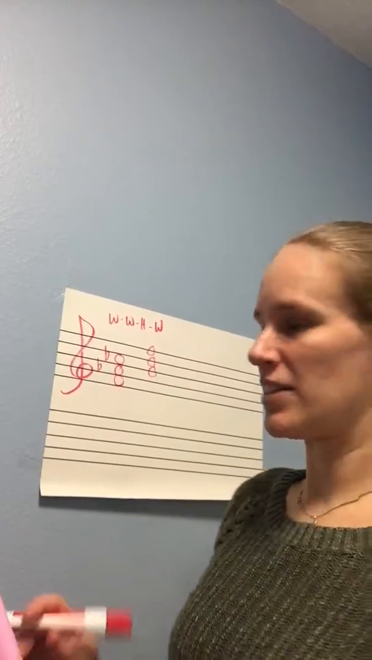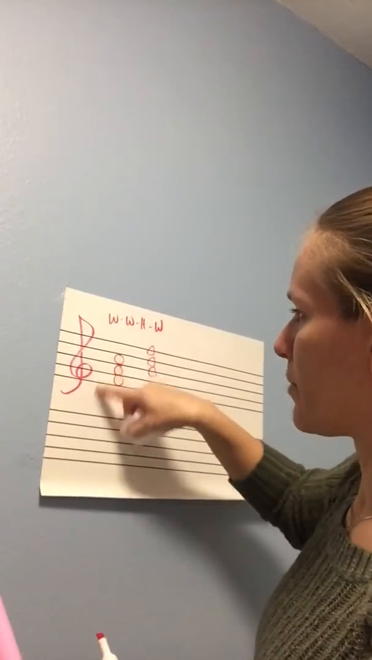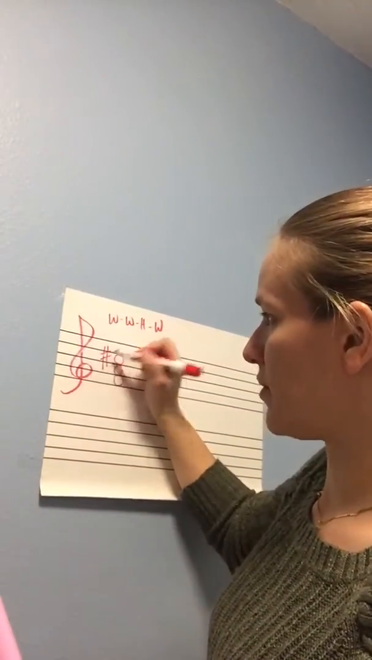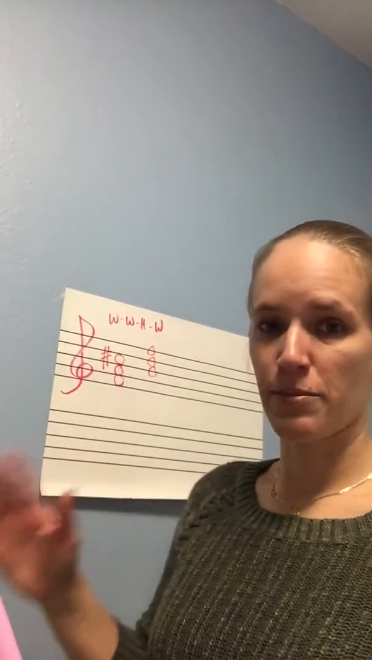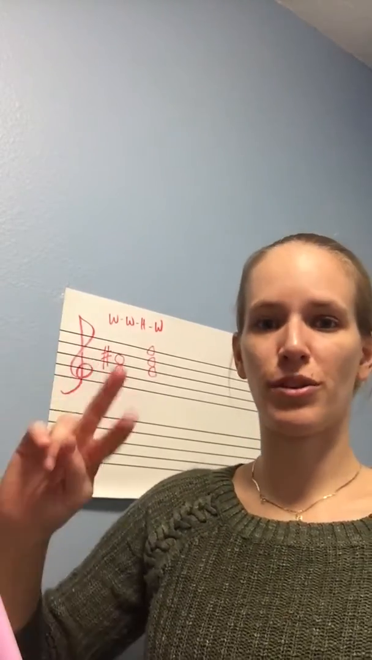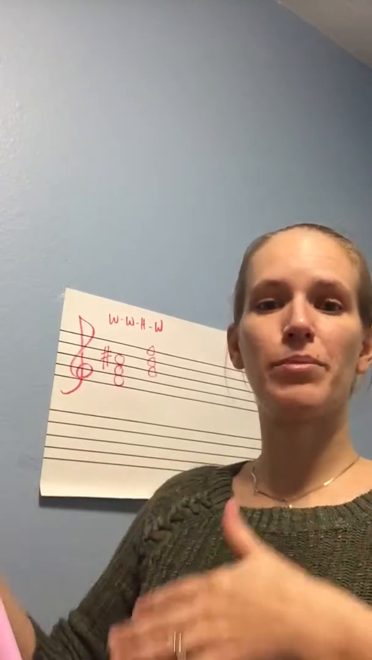Now for augmented, this is where it gets a little crazy. For augmented, you take a major chord and you take the top note and you raise it a half step higher. So major to minor, you lower the middle note. Major to diminished, you lower the middle and the top note. Major to augmented, you raise up the top note.